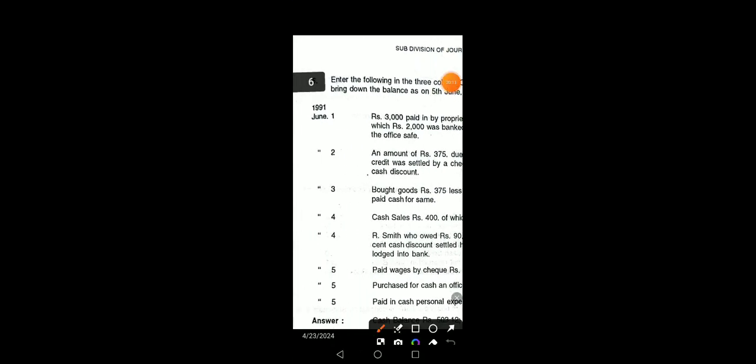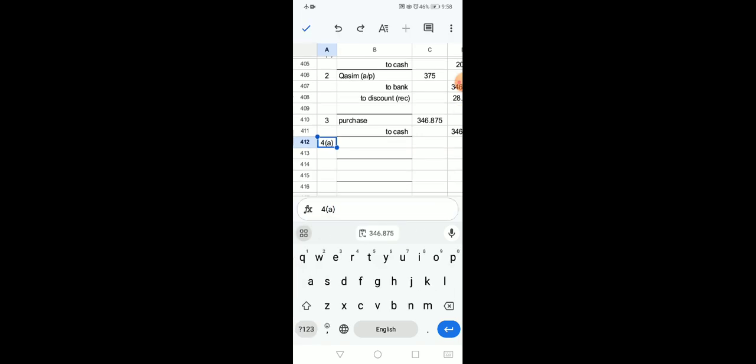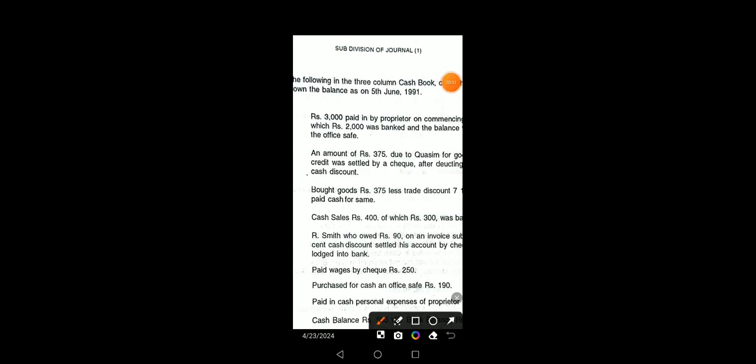And now let's see what the next entry is saying. It is 4, and since there are two entries, you will write 4a. These are entries number 4 and should not be mixed with the others. It may be called 4a. All right, so first A is saying cash sales. Here we have a cash sale of which 300 was banked. You may write 2 entries or you may make it a single entry. We will try to make 2 different entries so that the entries are not mixed and you can easily understand what is happening.